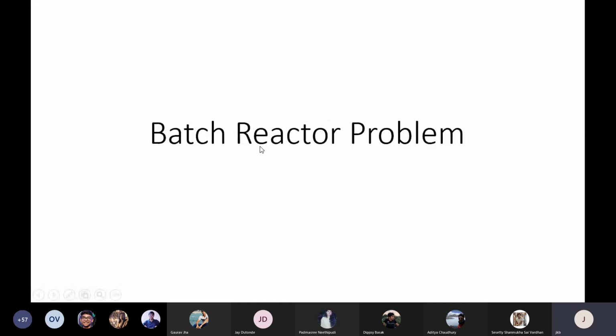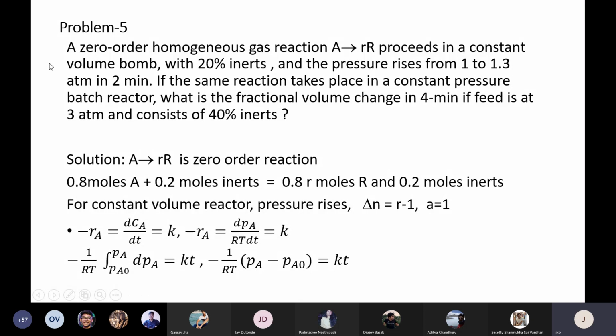Now I am going to discuss this problem. A zero order homogeneous gas reaction A → RR, that is whose stoichiometric coefficient R is not known, proceeds in a constant volume bomb. What do you mean by bomb? That is a closed vessel.